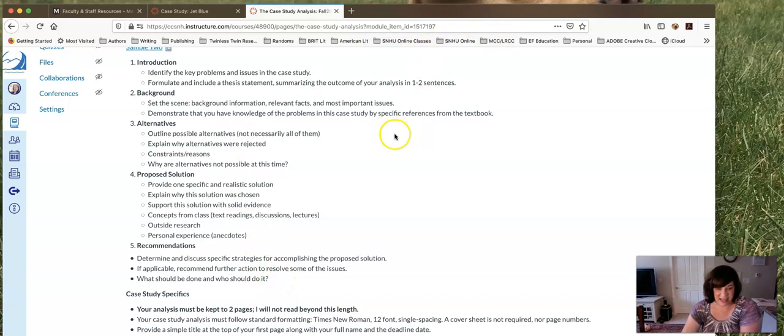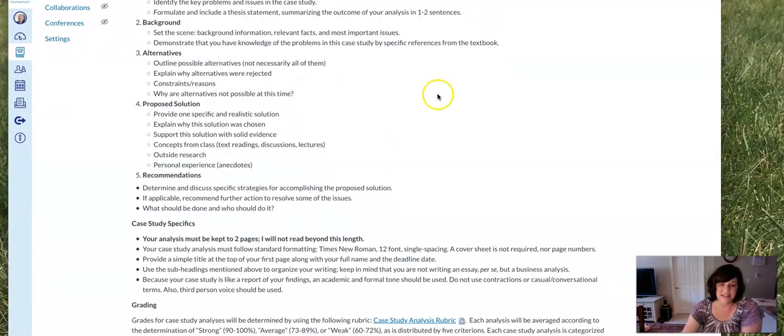So, specifics of the case study. You can see, if I can't move the screen up anymore, I'll do it like this. There are specifics to the case study. So what I would be looking for is that your case study is just about 2 pages. I will not read beyond 2 pages.